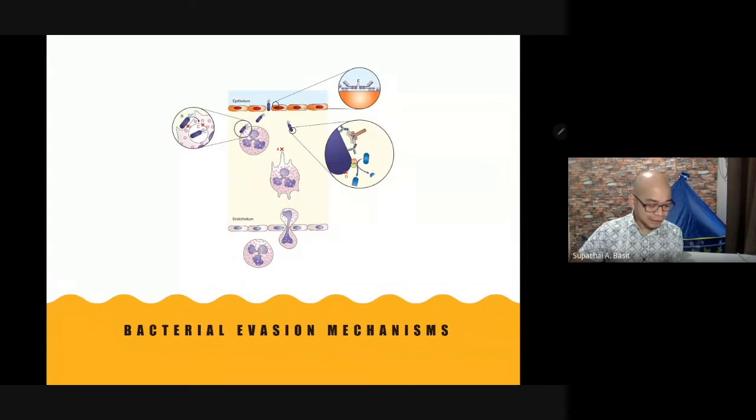Okay, so this is the bacterial evasion mechanism. Bacteria can actually prevent phagocytosis if they have a capsule. If they are motile, they can move from one place to another. So the bacterial evasion mechanisms are greatly enhanced because of the presence of the various virulence factors.